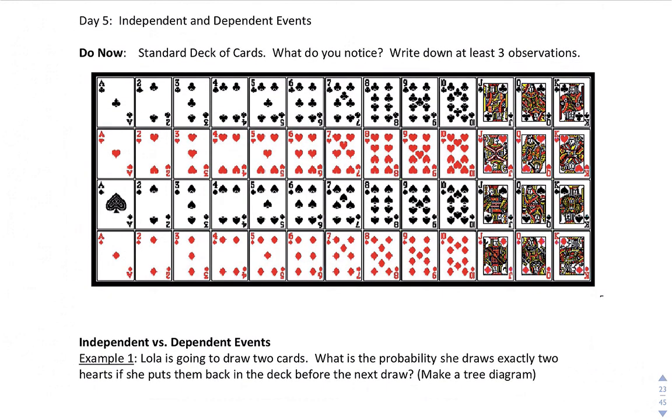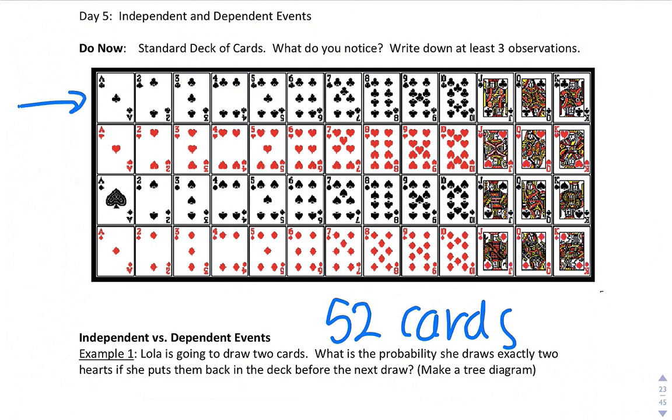Well, if you notice, there are 52 cards total. There are four of each suit. So there's, not four of each suit. There are four suits. And what are suits?